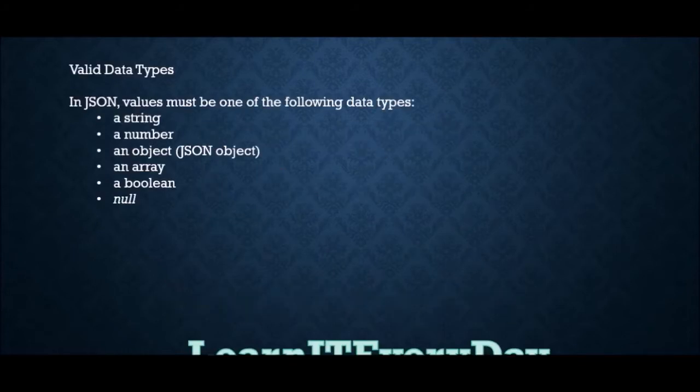So let's see first what are the different data types JSON supports. One is a string, another is number, then third is object, fourth is array, fifth is boolean, and null. So these are the data types you can have in any of your JSON files. String and number are fairly simple. A string has to be inside double quotes. Number can be either integer or float.